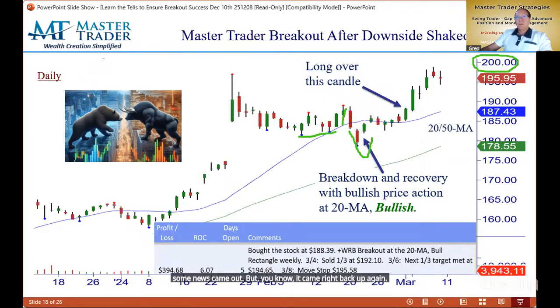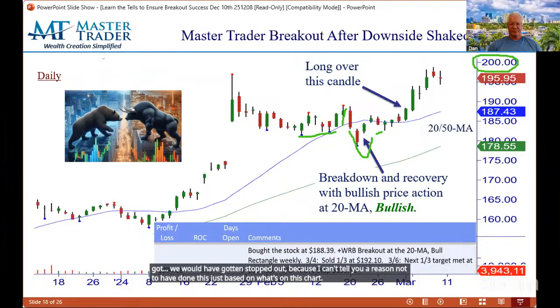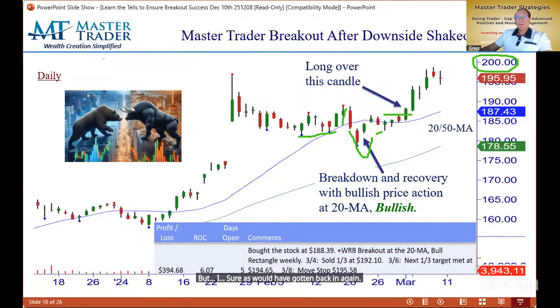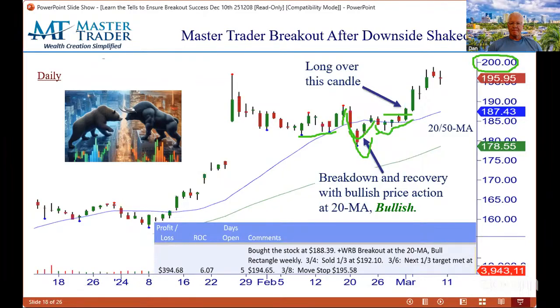And you learn how to shake this off, meaning we would have gotten stopped out, because I can't tell you a reason not to have done this just based on what's on this chart. But I sure as hell would have gotten back in again, because the retracement came right back again. Look at that bottoming tail bar, and it tightens up there. Good setup.